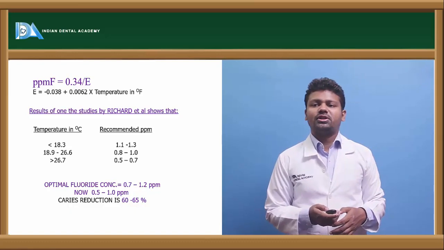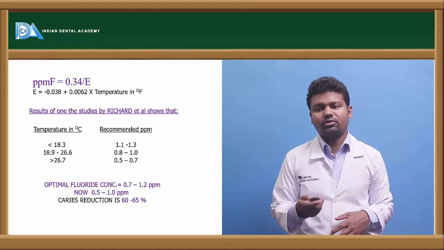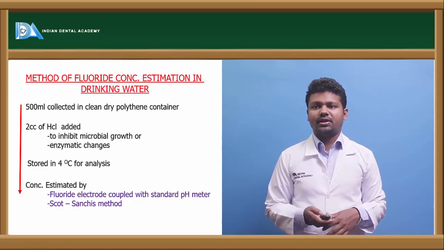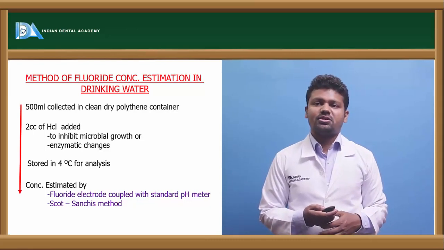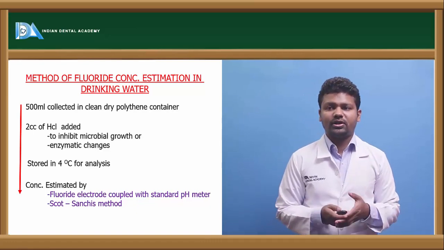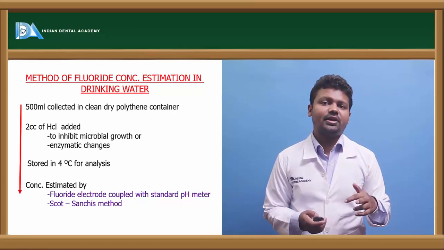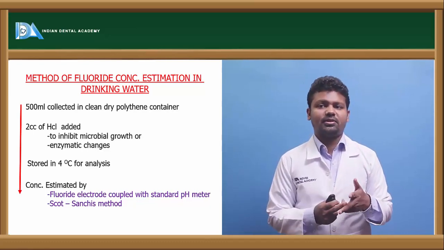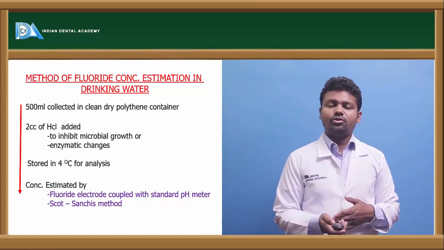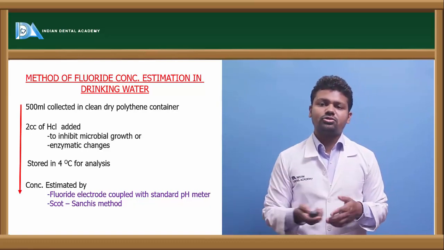The optimal fluoride concentration is now said to be 0.5 to 1.0 ppm, which causes around 60 to 70% reduction in dental caries. As for the method of concentration estimation in drinking water, 500 ml is collected in a dry polythene container and 2 cubic centimeters of HCl is added. Why is HCl added? To inhibit microbial growth and enzymatic processes. It is stored at 4 degrees Celsius, and the concentration can be obtained through the fluoride electrode method coupled with a standard pH meter, and through the SPADNS method.